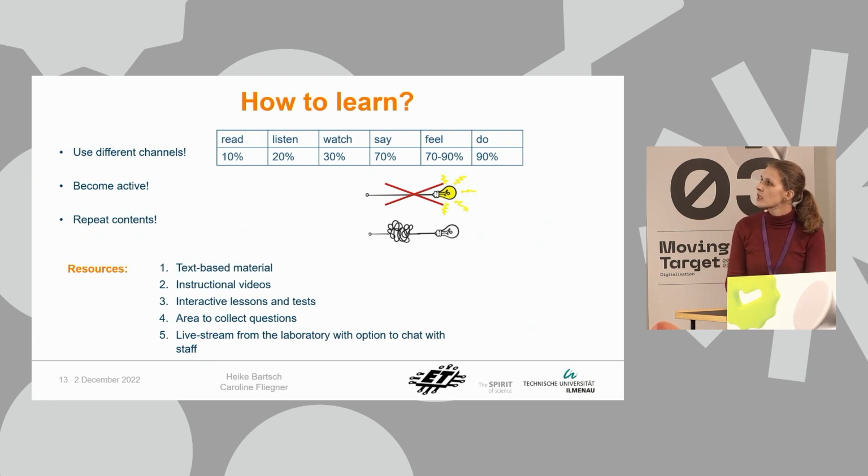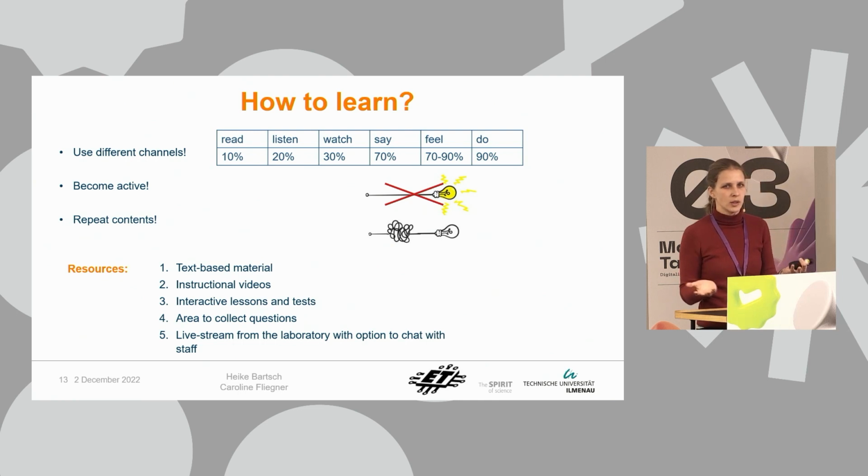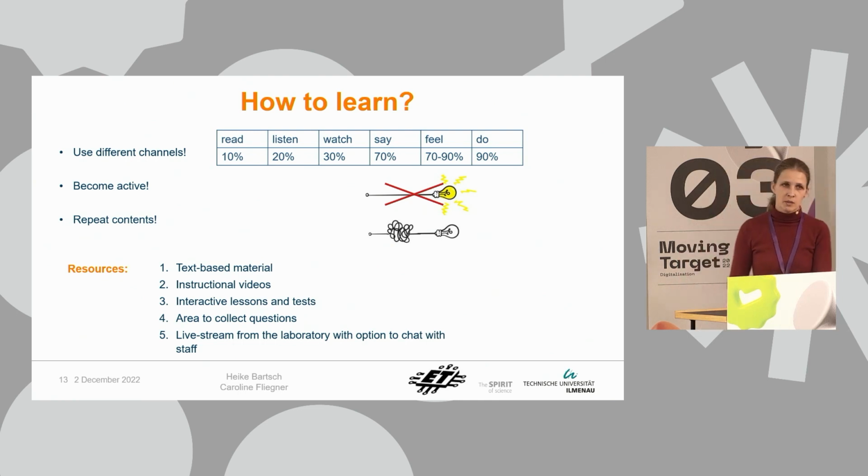So what kind of resources can we use? We have text-based material, obviously, because we have our lectures, we have the slides for the lectures, PDFs and pictures of how these machines work. Then we use instructional videos, especially about machines that are being used. I will show you one later on.